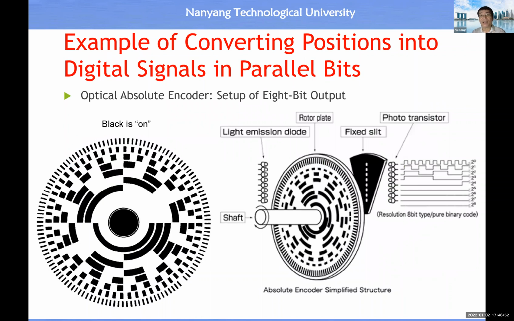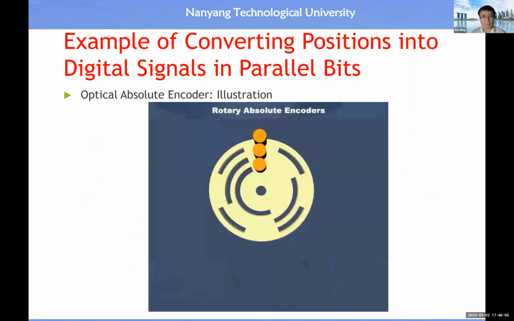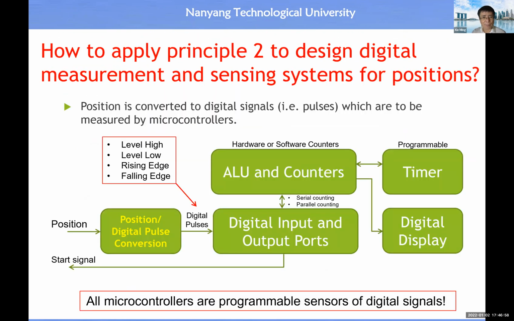So basically you have two types of solution for the conversion from position into digital pulse. You have the solution, then you just follow this one, combine it with the microcontroller, and you should be able to come out with your design of a sensing and measurement system for position.